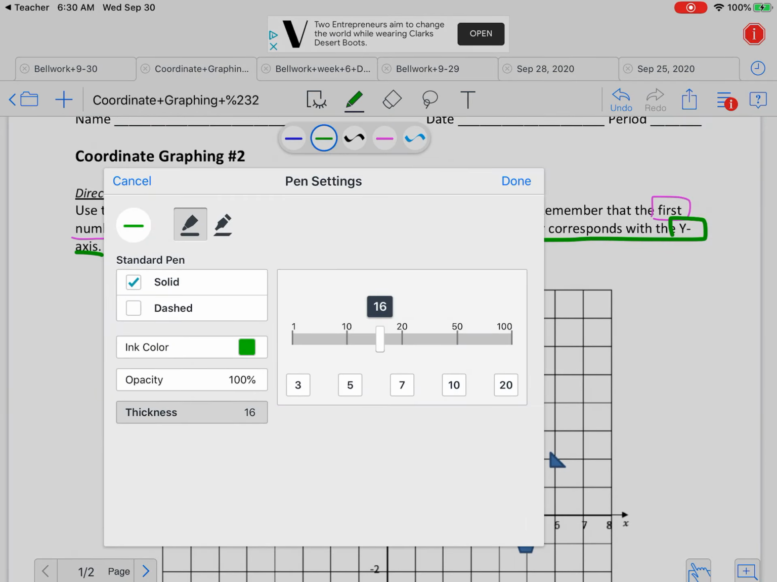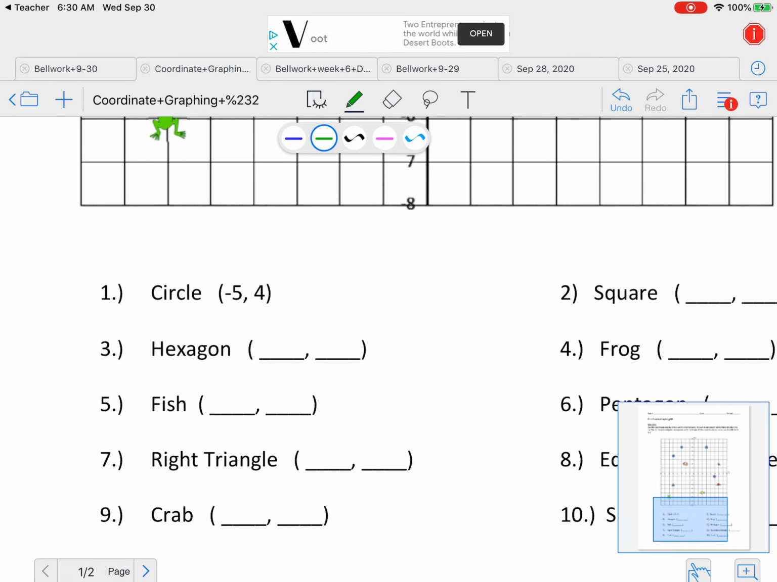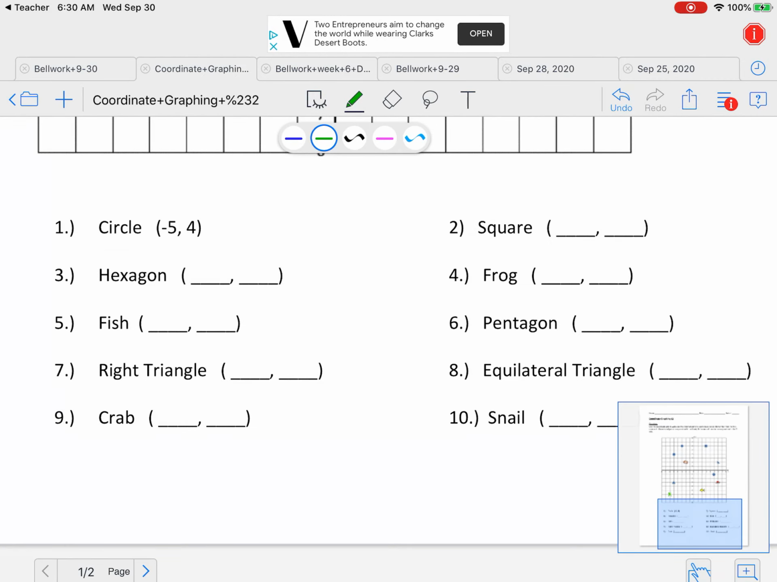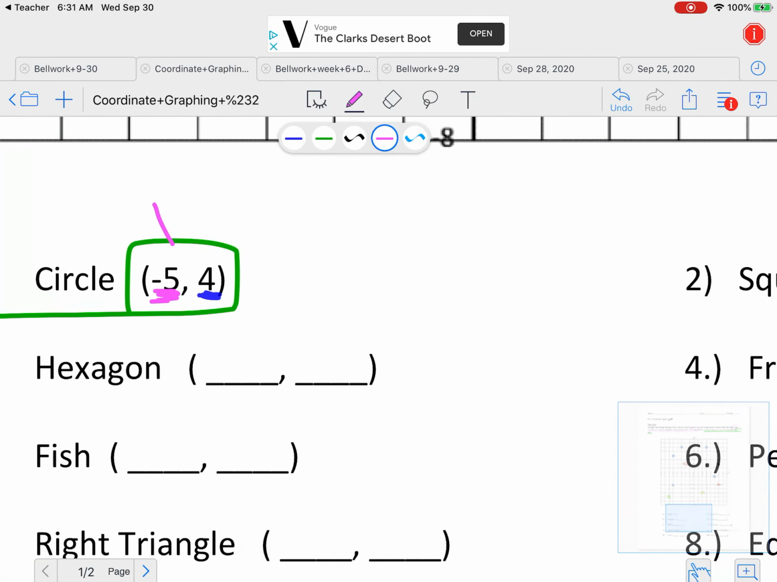So I'm going to do a couple of these with you just to make sure you know how to do them. Down at the bottom, it gives you the list of the 10 items in the graph. This first one, the circle, it's saying that the ordered pair is -5, +4. So on the x-axis, it should be crossing -5, and on the y-axis, it should be crossing +4.